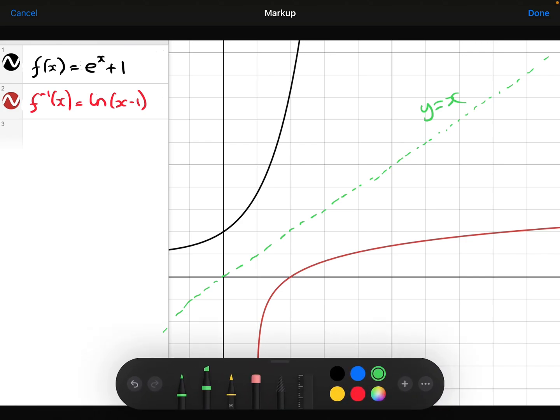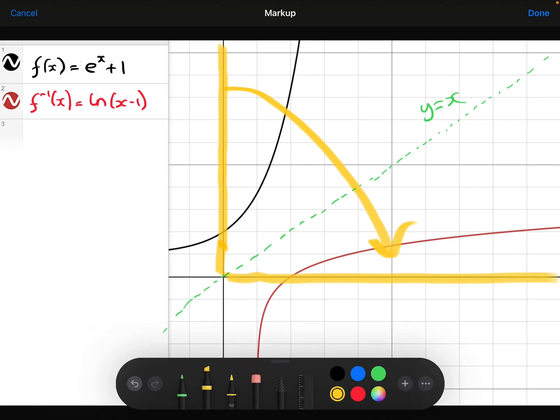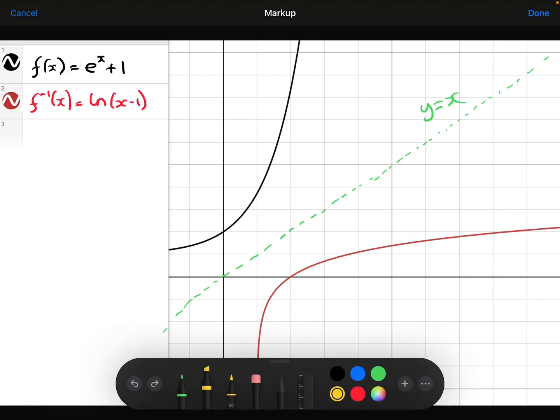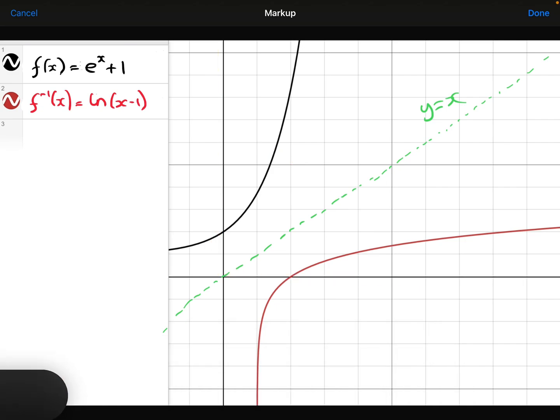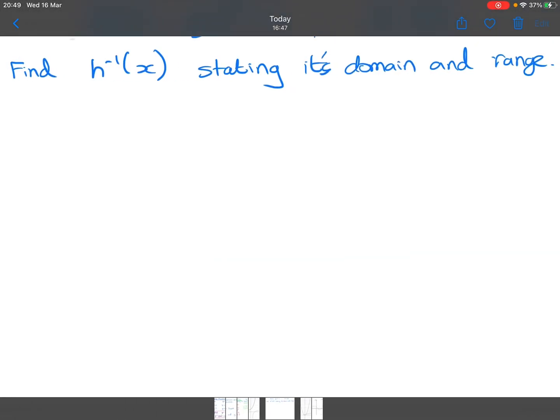Which should actually hopefully make sense, because remember what we said. The y values become the x values. It's been reflected. This has been reflected down to be there. The range became the domain. And similarly, the x values here have been reflected to be the y values there. The domain became the range. And that's always going to be the case. Let's have a look at another example.